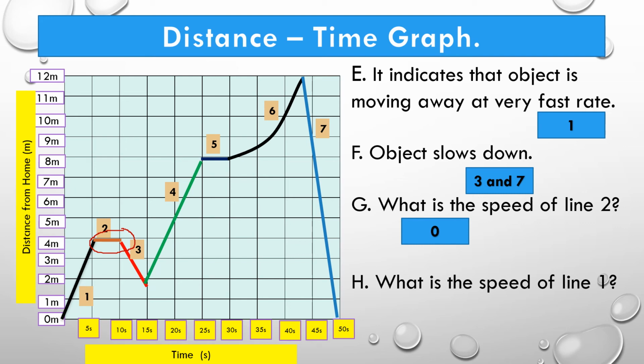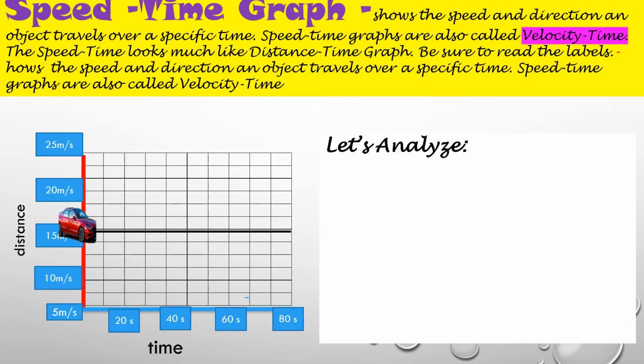0.8, ma'am. Oh, 0.8. What unit? Meter per second. Okay, very good. 0.8 meter per second. Don't forget the unit. Okay? That is meter per second. Did you understand? Did you understand the distance and time? Yes, ma'am. Okay, let's move forward now.